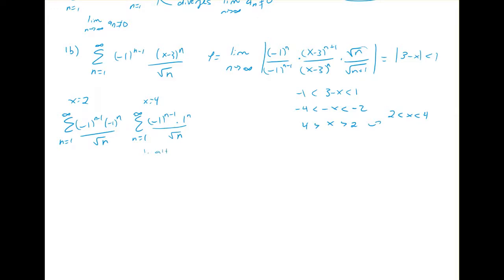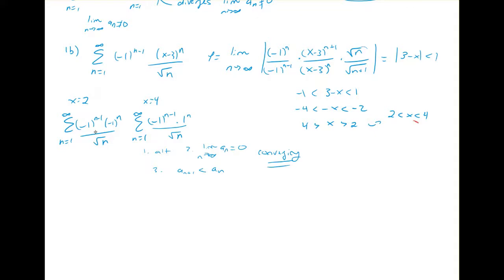It's alternating. The limit as n approaches infinity of a sub n equals 0. And a sub n plus 1 is always going to be less than a sub n. And therefore, this is converging conditionally. Yay! This is converging. We can come over here and say 4 works. We'll put a little equal sign right there.